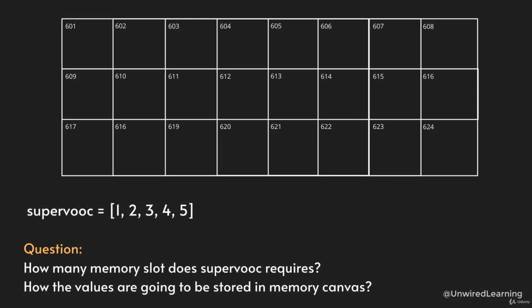Now here is a quick question. I create a new variable called supervoo and I have 5 values inside it. How many memory slots it require and how it is going to store in memory canvas? Try to pause this lecture. Draw inside your notebook or draw inside your rough notebook or whatever you want to do. Just try to understand it yourself. So you are going to get better idea regarding this.